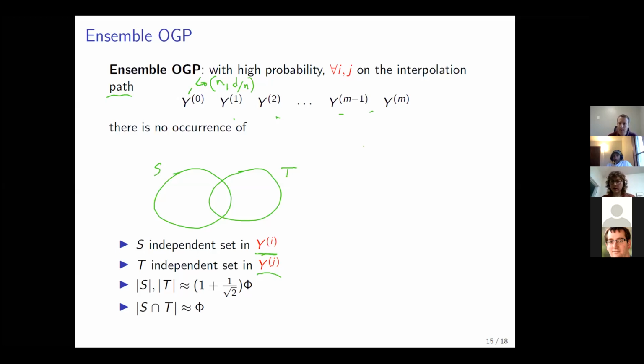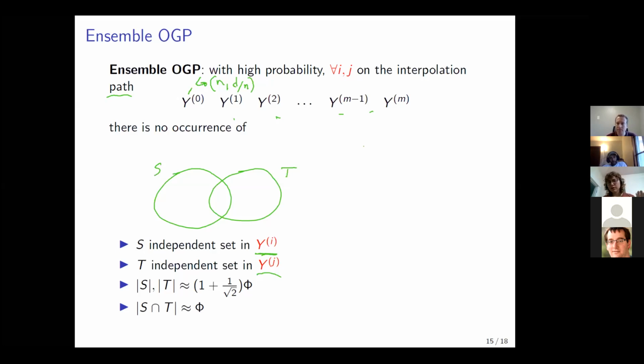Even for pairs that are consecutive on the interpolation path? Yeah, that's right. Even if you take both consecutive, it's still not allowed. Or if you take even both from the same one. This is actually just this OGP property from the last slide.